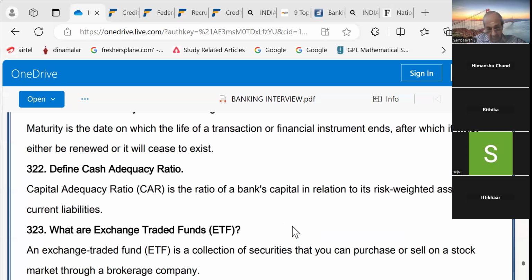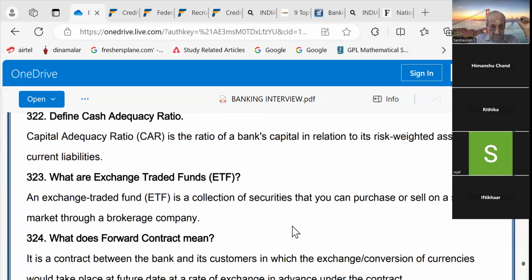Define capital adequacy ratio. Capital adequacy ratio (CAR) is the ratio of bank's capital in relation to its risk-weighted assets and current liabilities. Yeah, this is where we stopped. Yesterday we started discussing about it.